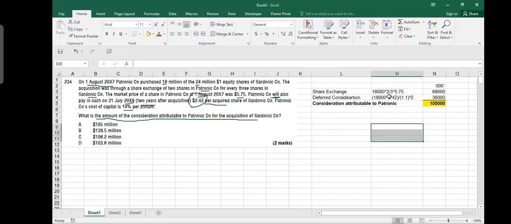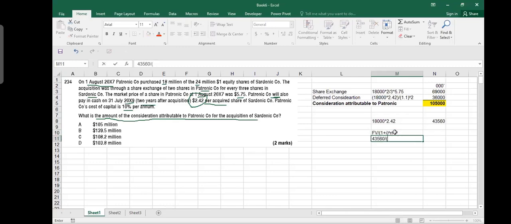So this part, the deferred consideration, is something which you have to pay after 2 years. So how much do you have to pay after 2 years? You have to pay 18,000 shares, and for each share $2.42. So you have to pay actually 43,560. But this 43,560 you will pay after 2 years, so you need to find out the present value of this. You remember the formula of present value: future value divided by 1 plus i, to the power n. So our future value is 43,560.